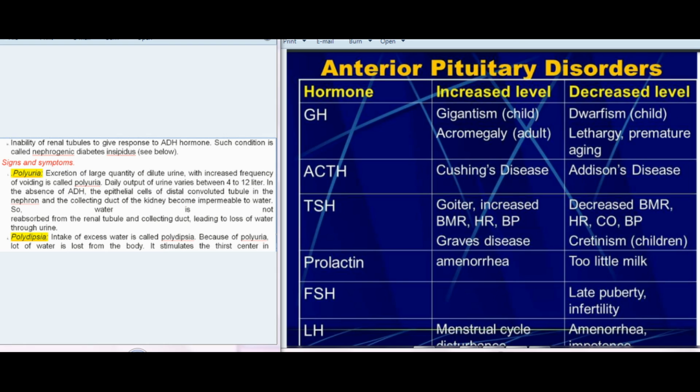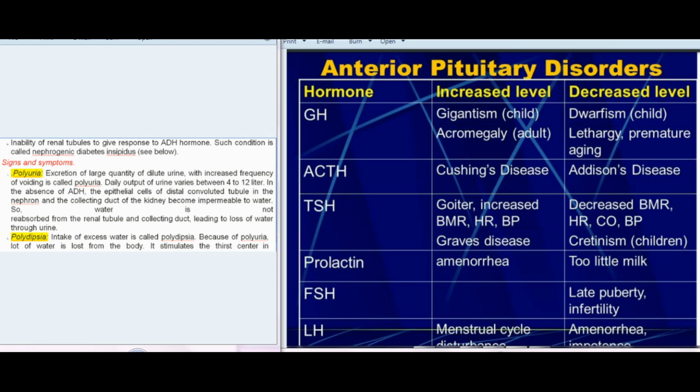Signs and symptoms. Polyuria. Excretion of large quantity of dilute urine, with increased frequency of voiding, is called polyuria. Daily output of urine varies between 4 to 12 liters. In the absence of ADH, the epithelial cells of distal convoluted tubule in the nephron and the collecting duct of the kidney become impermeable to water. So, water is not reabsorbed from the renal tubule and collecting duct, leading to loss of water through urine.